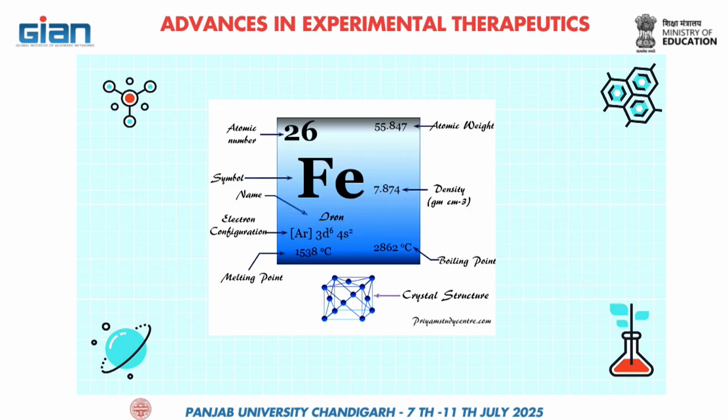So moving ahead, this is the basic chemistry of iron. It has atomic number 26 with 55.8 atomic weight and high melting and boiling points, which makes it more ductile, or we can say that it has more strength, so it can be used for the formation of bridges, buildings, etc.